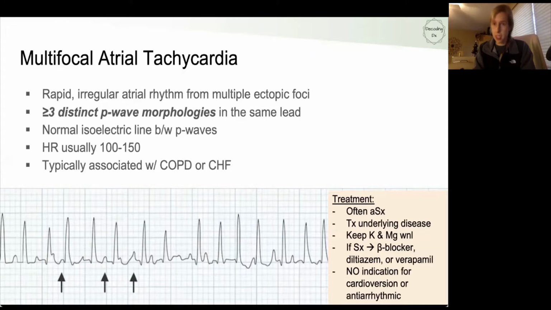So you want to keep your potassium and your magnesium normal. If the patient is having symptoms, you can rate control them. That would be done with a beta blocker, diltiazem, or verapamil. But in this condition, there's really no indication for cardioversion or an antiarrhythmic drug.